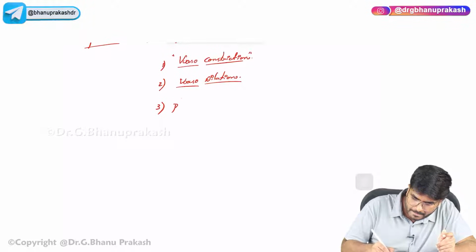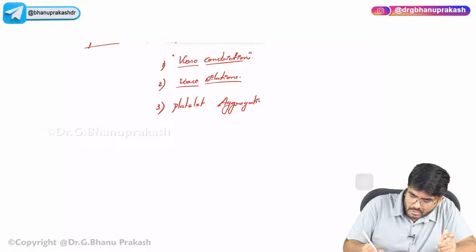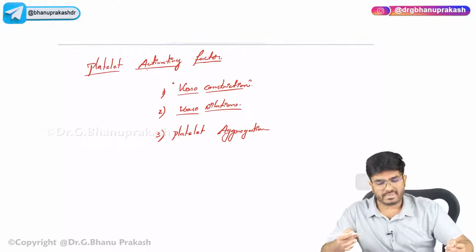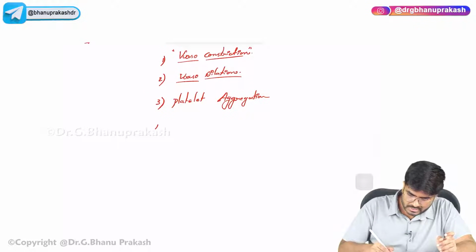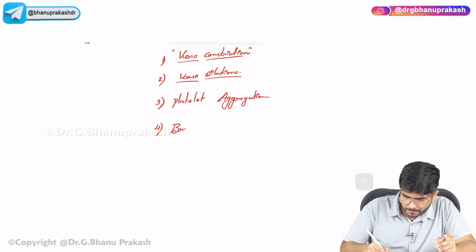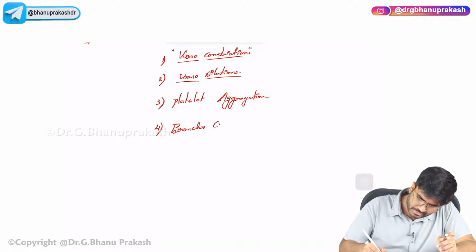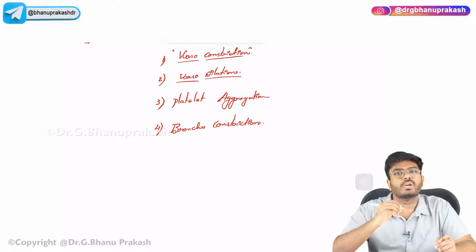Okay, platelet aggregation. So it depends on the quantity. It can do both vasoconstriction as well as vasodilation, and it can cause platelet aggregation. And the fourth thing is bronchoconstriction. Okay, it can cause bronchoconstriction.